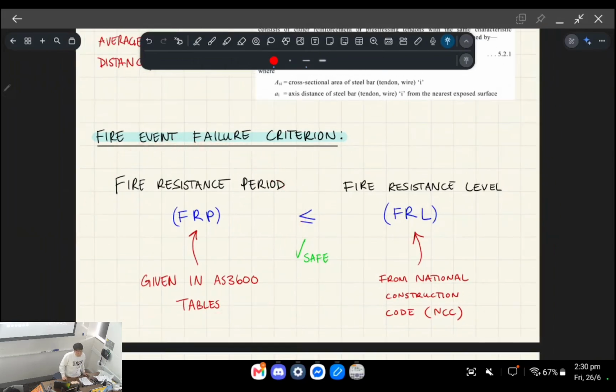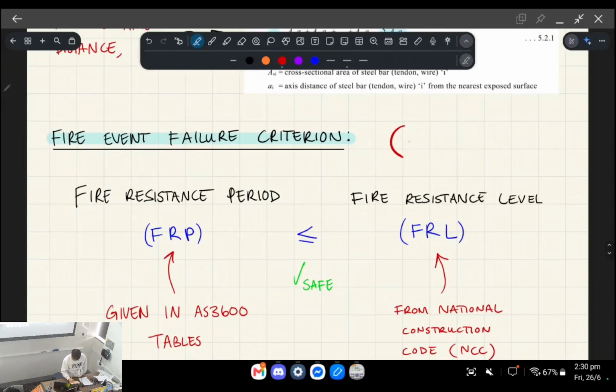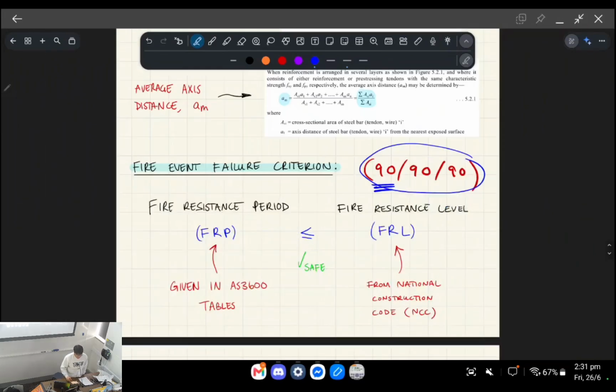Yeah, every time. Because FRL has like the three numbers, right? So we only take the first one, like the structural one for beams. Yes, you're right. Yeah, I know what you're talking about. You've got, let's say, 90/90/90. The first one's the structural integrity one. So for beams, we only consider the structural integrity one. For the others, I believe you consider 2 or 3 of these.